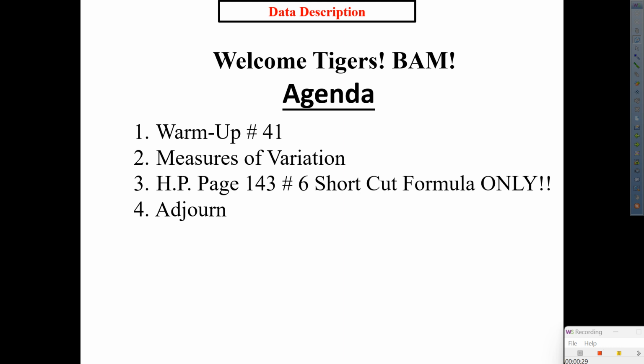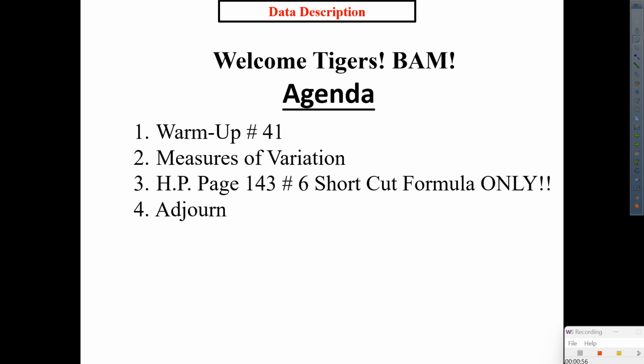We're still in the middle of measures of variation. And your homework for tonight is page 143, problem number 6. Now, if you think back to the homework that we did 2 days ago, page 143, one day we did odds, the other day we did evens, yes? Which means we already did number 6.